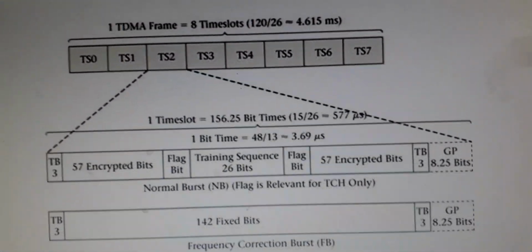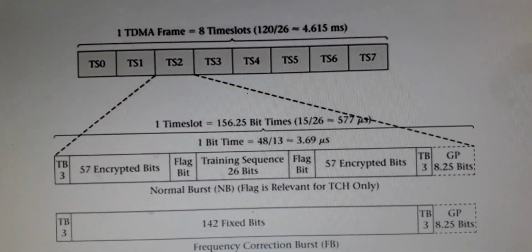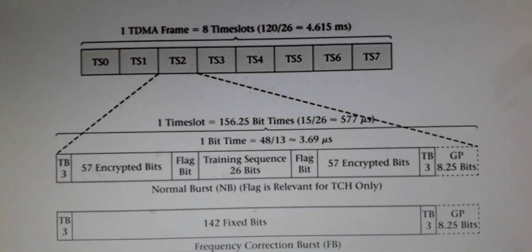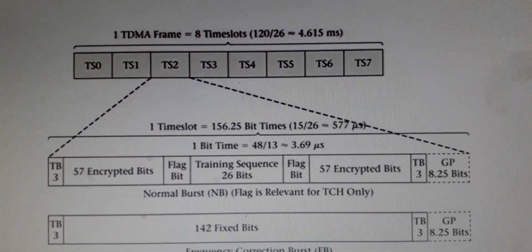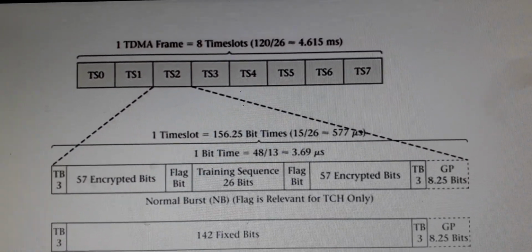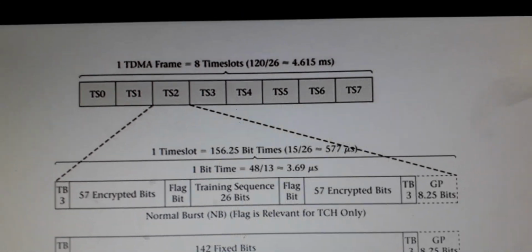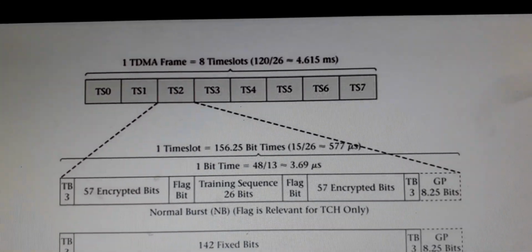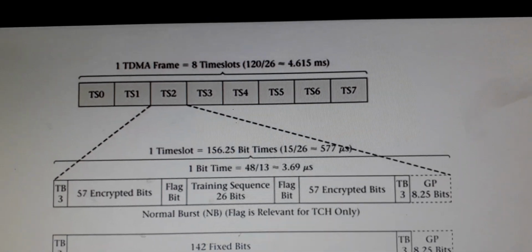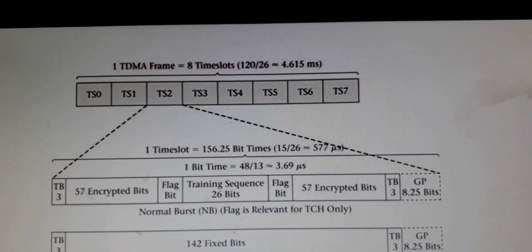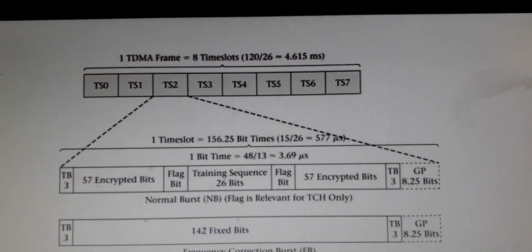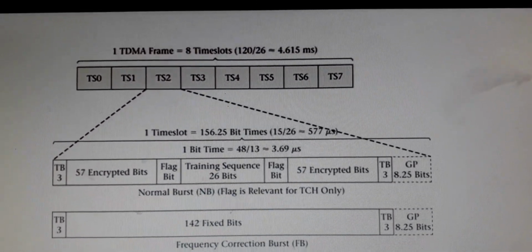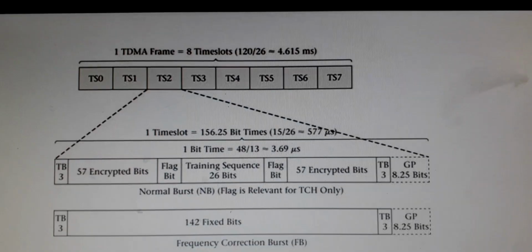In the normal burst, we have tail bits, 57 encrypted bits containing information, flag bits, and training sequence bits, which are used for equalizer frequencies or frequency corrections. Here you can see both sides have information in the form of 57 encrypted bits. Then the last part is the guard period.